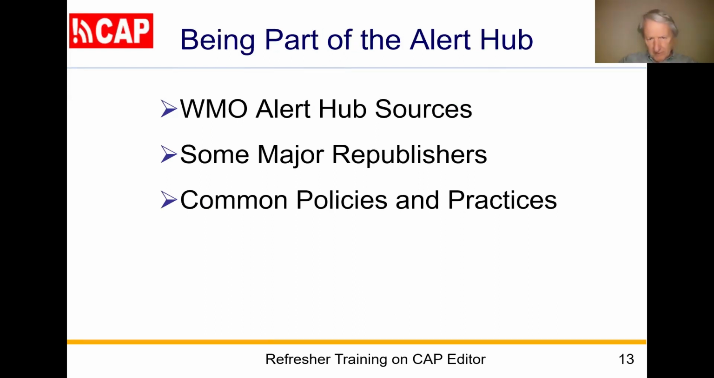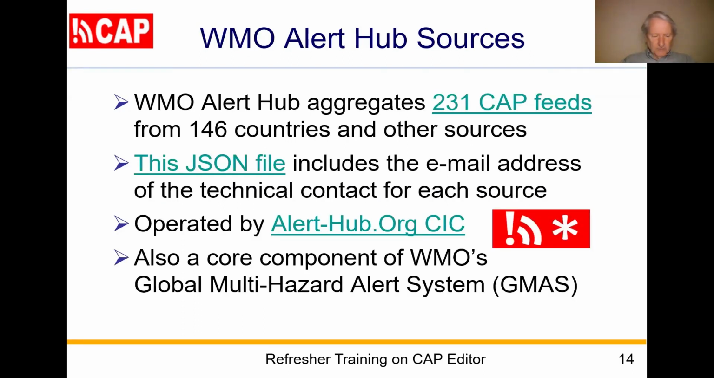Here I want to mention WMO Alert Hub sources, some major republishers, and the Common Policies and Practices document. So the WMO Alert Hub is aggregating emergency alerts from 231 CAP feeds published by 146 countries, territories, and other sources. So if you click on that link when you have this document yourself, you can see the ones that are currently active. The JSON file, and again, the link there is given to it, includes the email address of the technical contact for each source.